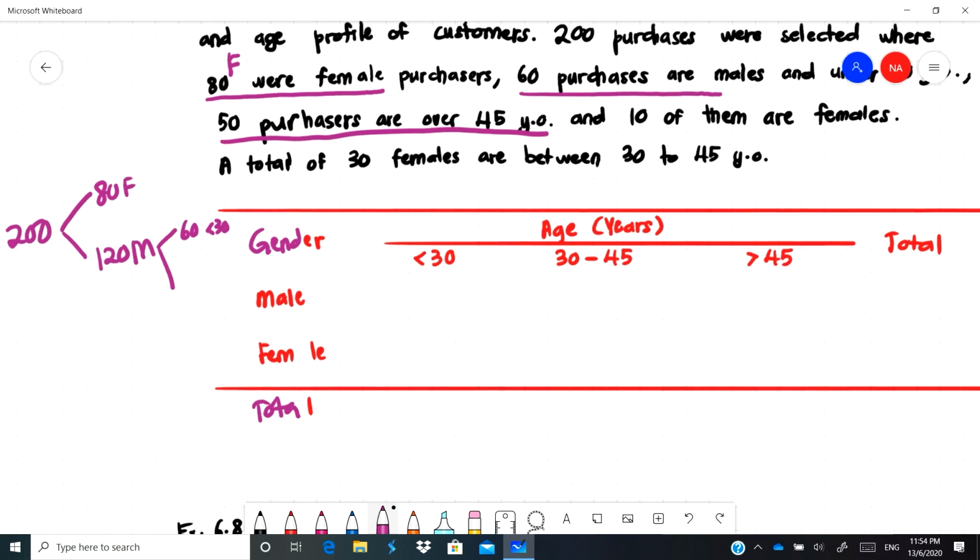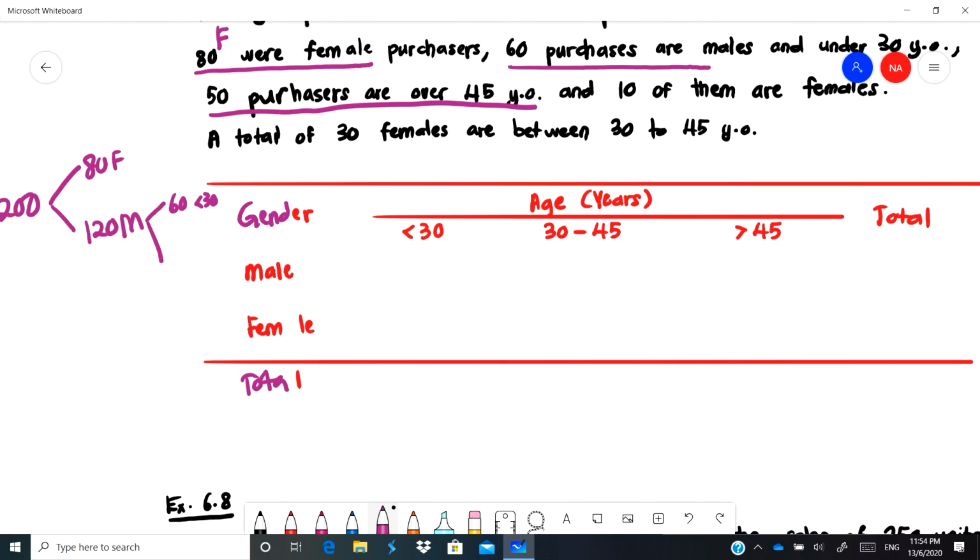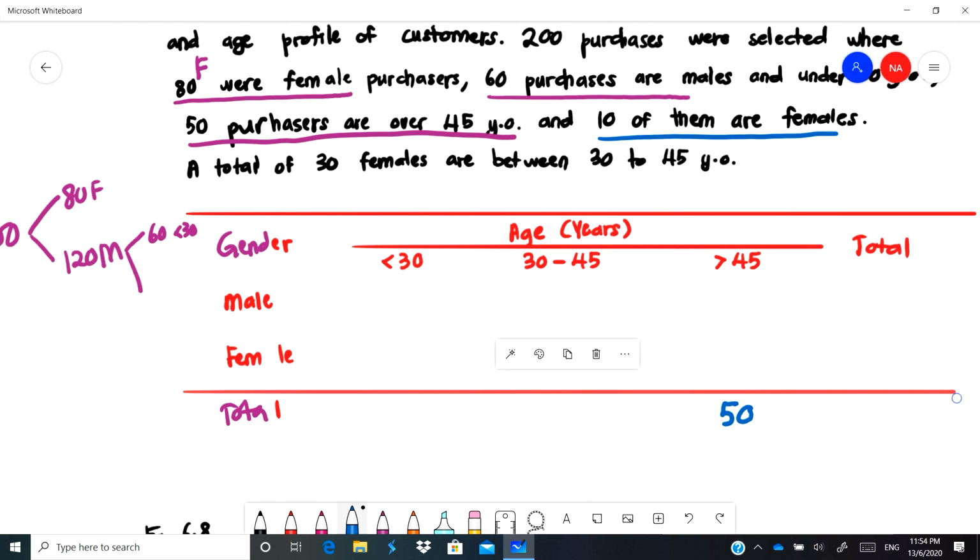So above 45, over 45, we have a total of 50 here. I use blue color, so 50 are above 45, and 10 of them are females. From this 50, 10 will be female, so of course it will be 40 males here. Okay, so a total of 30 females. So 30 females are between 30 to 45.